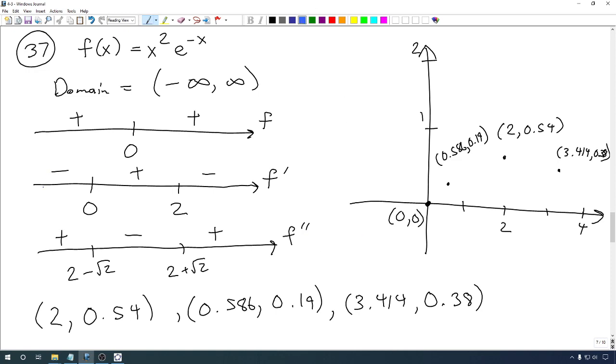Alright, so I know it's decreasing and concave up at the beginning. It actually is going to be fairly steep here, though it might not be obvious that that's going to be the case.